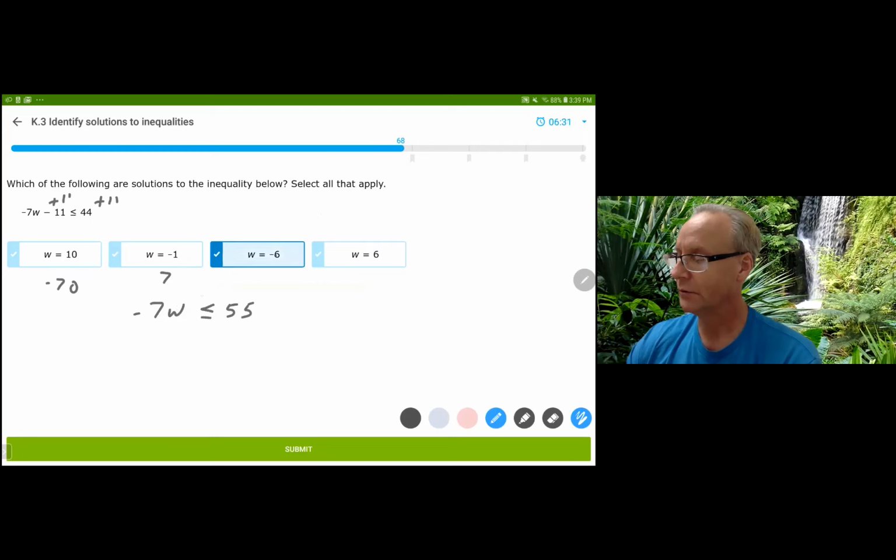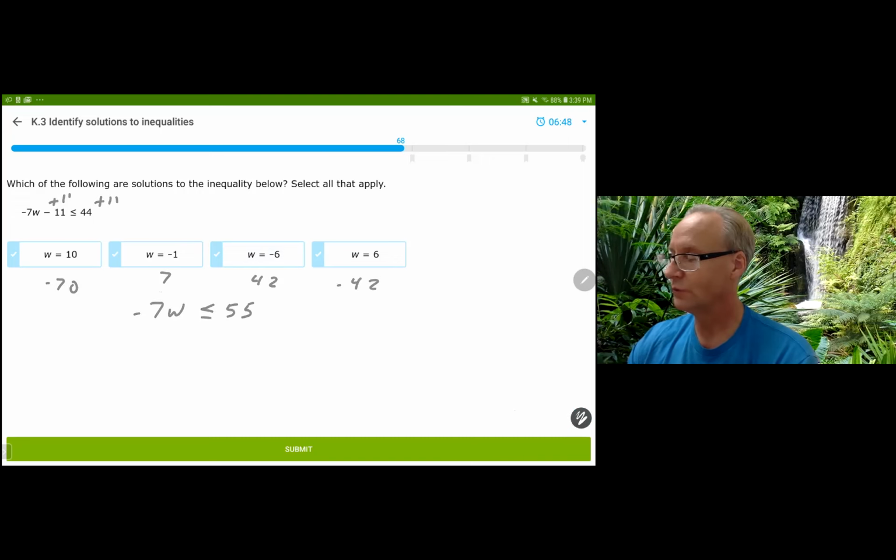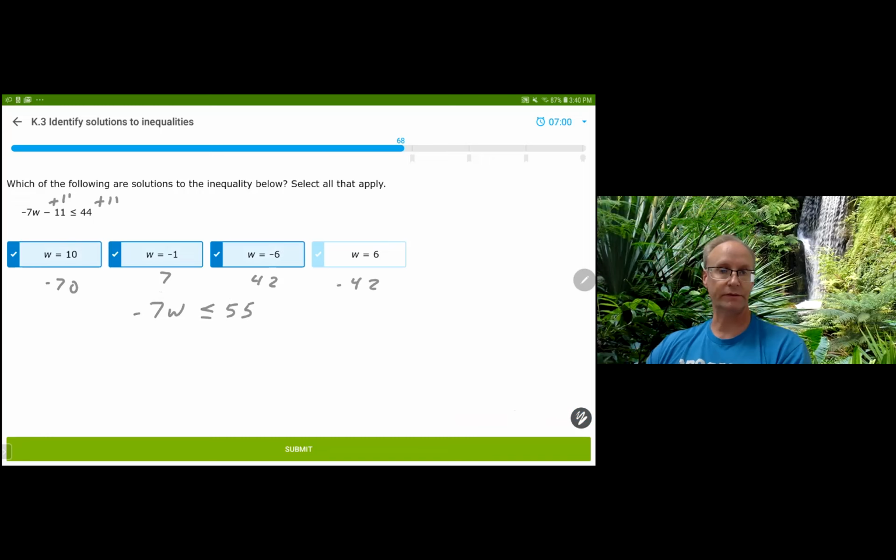If I put negative 6 in here, I'm going to get positive 42. And if I put 6 in there, I'm going to get negative 42. Let me erase that just for a second here. All right, so now I'm going to choose which ones are less than or equal to positive 55. Negative 70 certainly is. 7 is less than 55. 42 is less than 55. And negative 42 is less than or equal to 55. So they are all true.